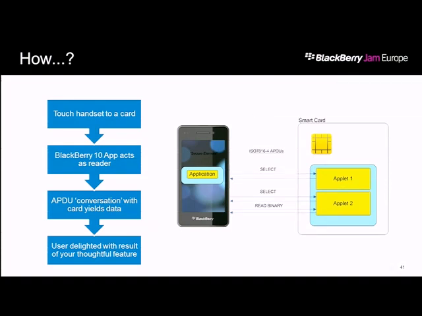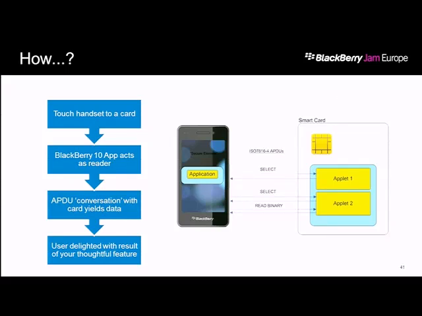The card will be brought into proximity with the device. The BlackBerry 10 application is now acting in the role of the reader, and it will have a conversation with the card. It will send application protocol data units, APDUs, of some appropriate type that the card understands. The card will respond, and the response will contain the data you're looking for if you've sent the right commands. So again, you need to know what commands to send. That requires you to know your card quite well.